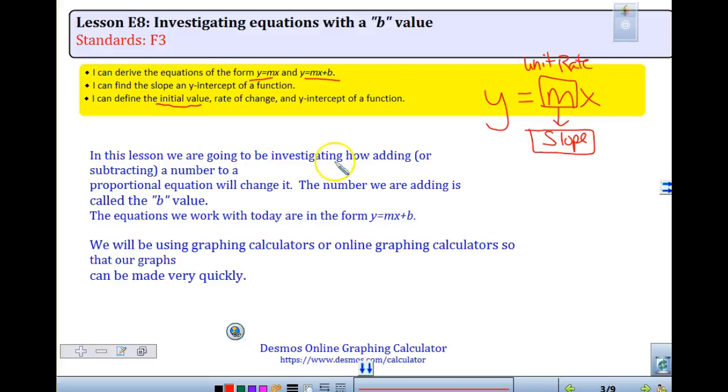It says in this lesson we're going to be investigating how adding or subtracting a number to a proportional equation will change it. The number we are going to be adding is going to be called the b value. So now instead of just y equals mx, you're going to see an equation that looks like this. Y equals mx plus b. Okay? We're going to see what happens when we add this, how it changes our line. We're going to be using the Desmos calculator again, but you do not need your computer yet.